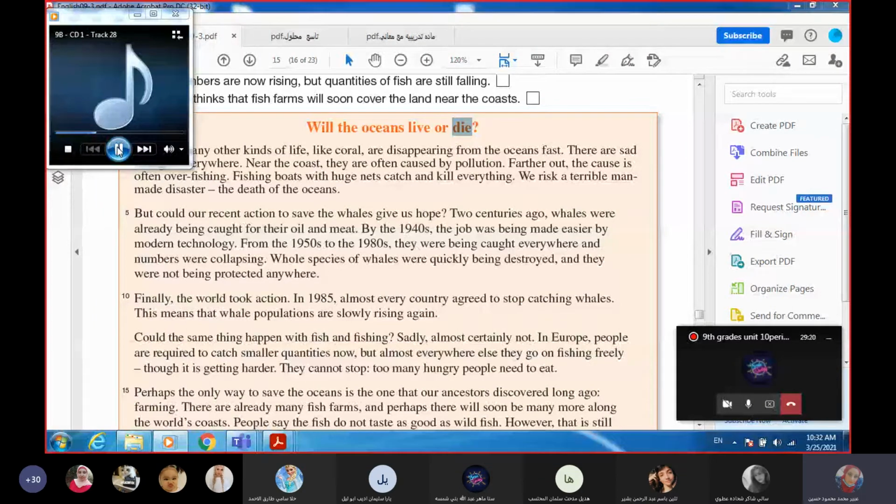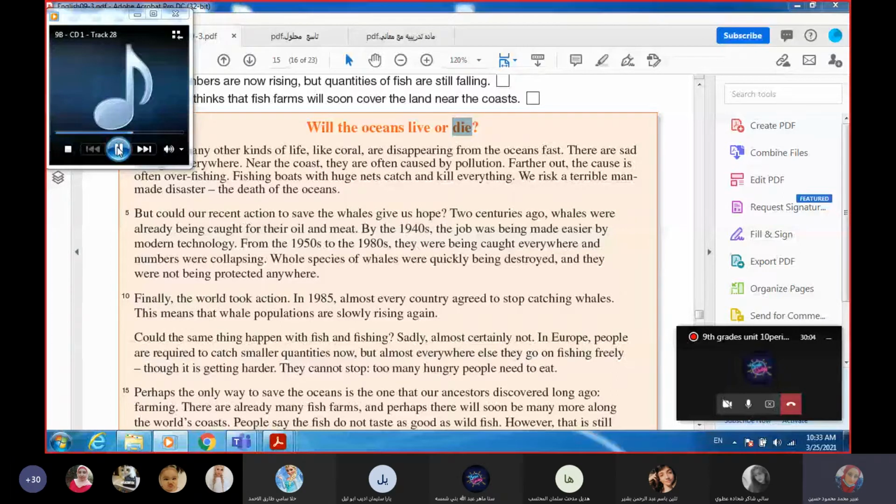Two centuries ago, whales were already being caught for their oil and meat. By the 1940s, the job was being made easier by modern technology. From the 1950s to the 1980s, they were being caught everywhere, and numbers were collapsing. Whole species of whales were quickly being destroyed, and they were not being protected anywhere. Finally, the world took action. In 1985, almost every country agreed to stop catching whales. This means that whale populations are slowly rising again.